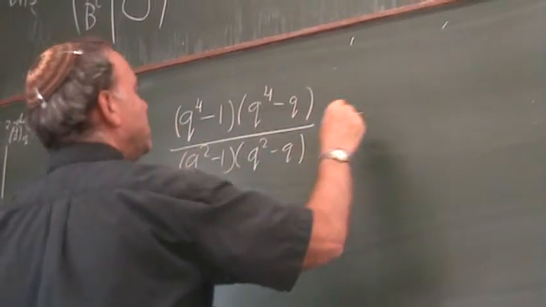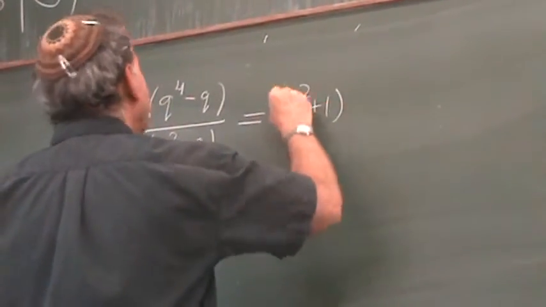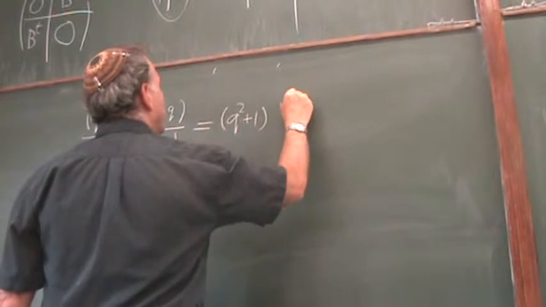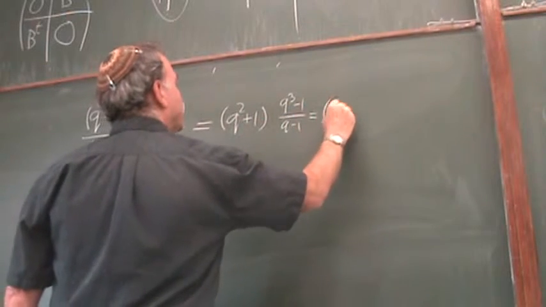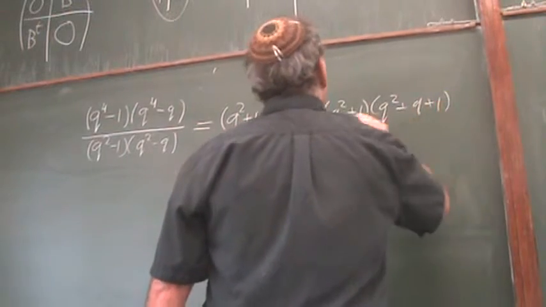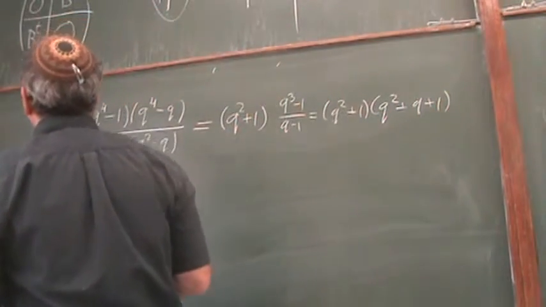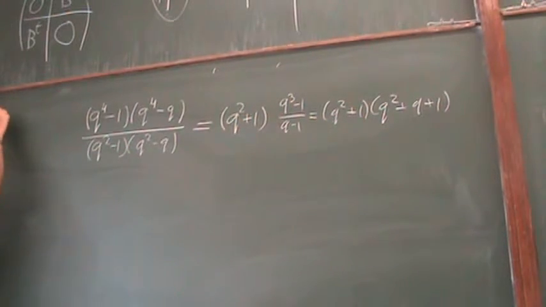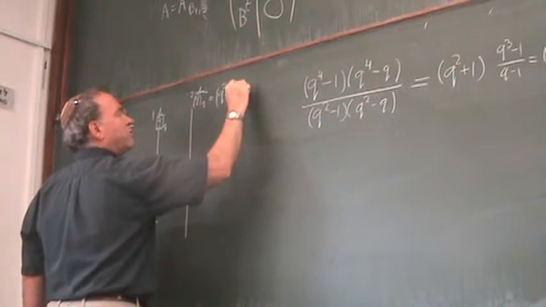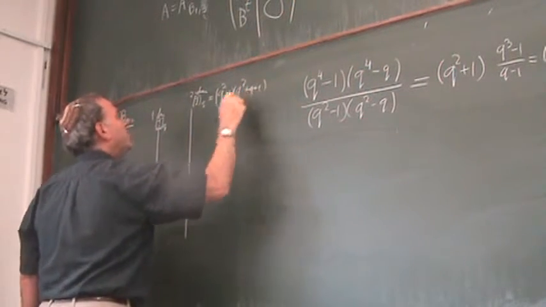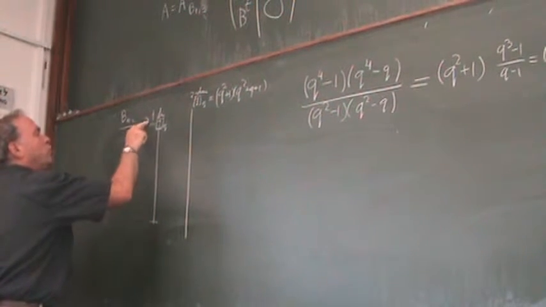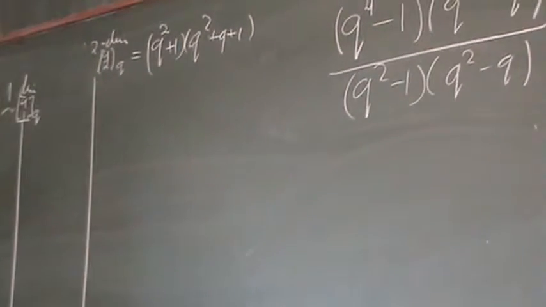Now this is not difficult to compute. It's q squared plus 1. The q goes out, and we get here q to the 3 minus 1 divided by q minus 1. So this is q squared plus 1 times q squared plus q plus 1. So this is approximately q to the 4th. So you see that this is unbalanced, because this is something of order approximately q cubed, and this is something of order approximately q to the 4.